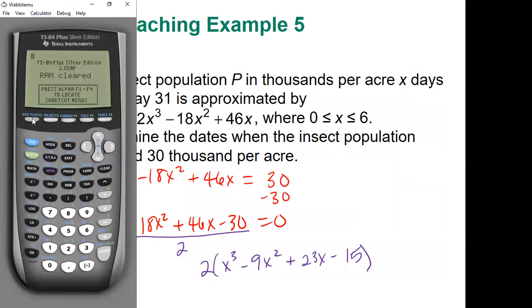All right, so I'm going to go to y equals, and I'm putting in x to the third minus 9x squared. Oops.